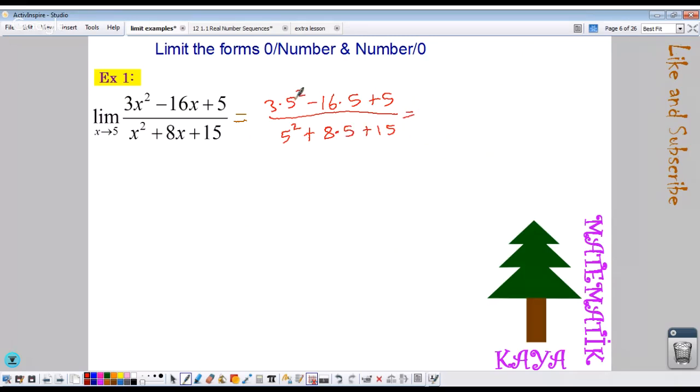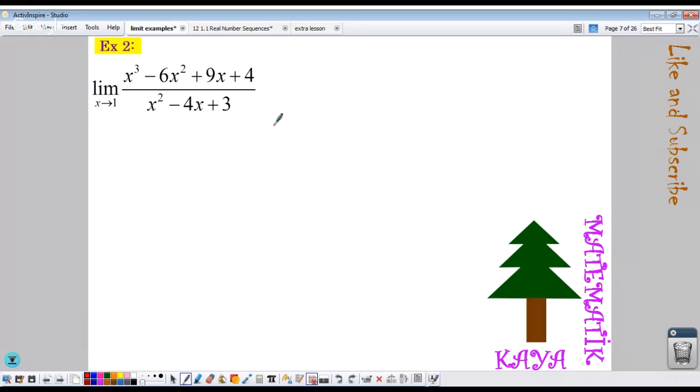5 squared is 25, times 3 is 75, plus 5 more is 80, minus 16 times 5 is 80. Over 5 squared is 25, plus 15 is 40, and plus 8 times 5 will be 40 also. So here we will have 0 over 80, which means this limit is equal to 0. There is no need to make any more calculations. So now the second example.